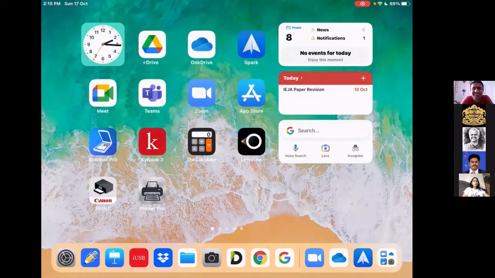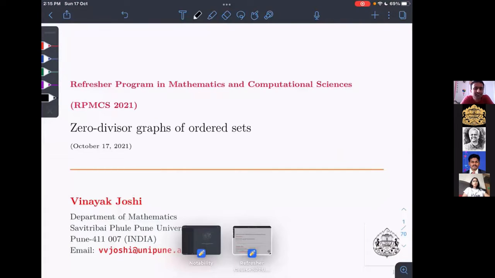Professor Vinayak Joshi, who is also the organizer of this refresher course. Let me give a brief introduction. Professor Vinayak Joshi is currently heading our department, the Department of Mathematics, Savitribai Phule Pune University.